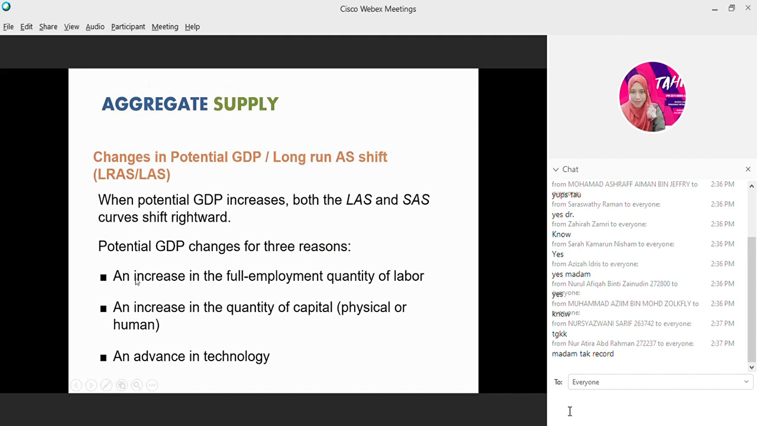We classified it into three types of resources over here. This is human resource, this is capital, and this is technology. We didn't say an increased technology, we say an advanced technology. This is a positive impact to the economy.